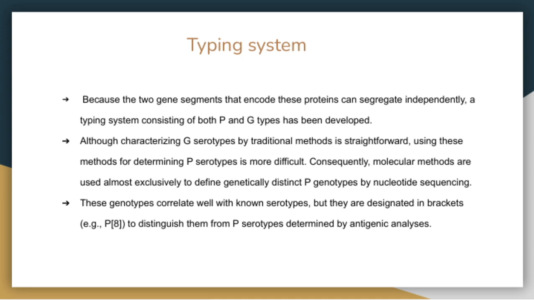This helps us differentiate genetic types from those identified simply through antigenic analysis, which is more traditional. Overall, this typing system allows us to better understand the genetic diversity and epidemiology of these viruses, which is crucial for accurate diagnosis and vaccine development.